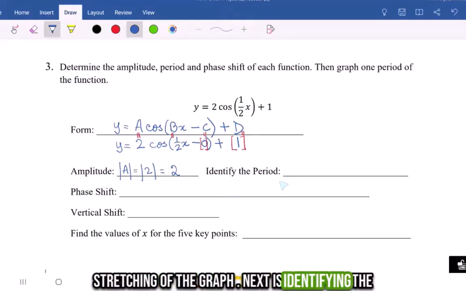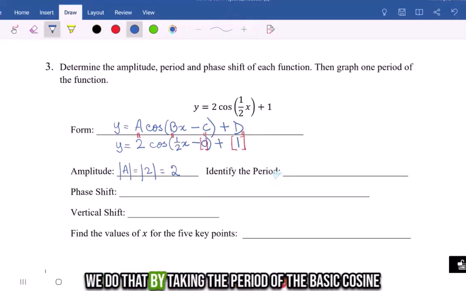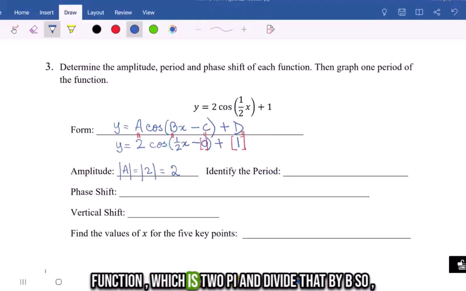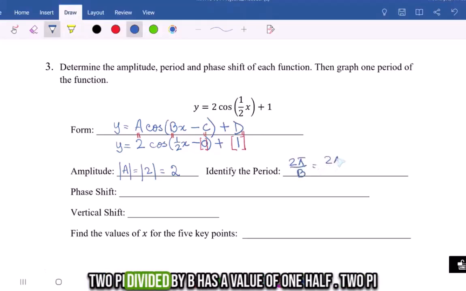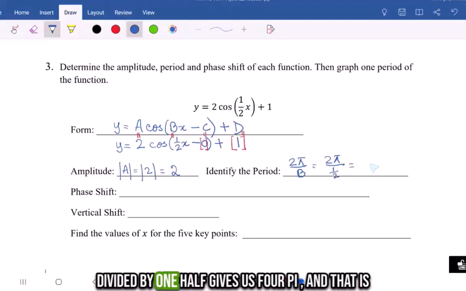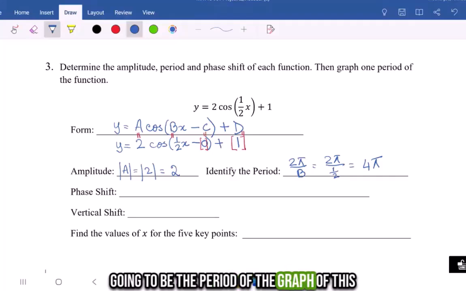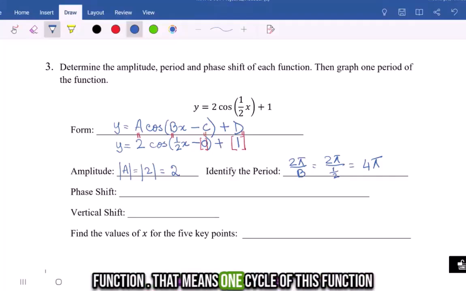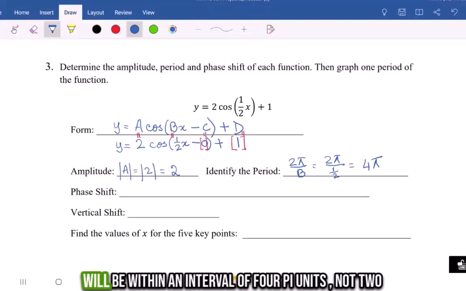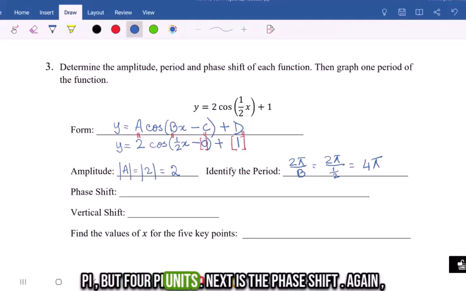Next is identifying the period. We do that by taking the period of the basic cosine function, which is 2 pi, and divide that by b. So 2 pi divided by b, which has a value of 1/2. 2 pi divided by 1/2 gives us 4 pi, and that is going to be the period of the graph of this function. That means one cycle of this function will be within an interval of 4 pi units, not 2 pi, but 4 pi units.